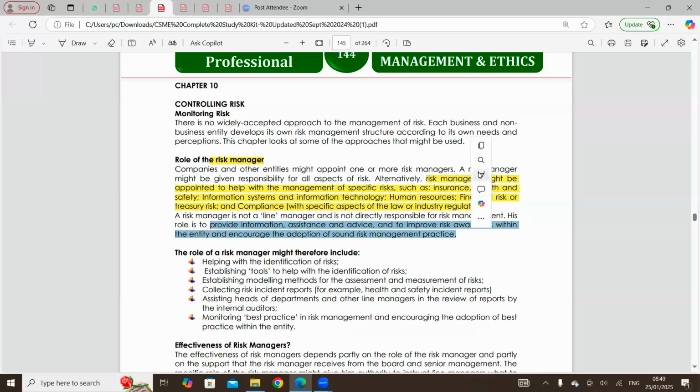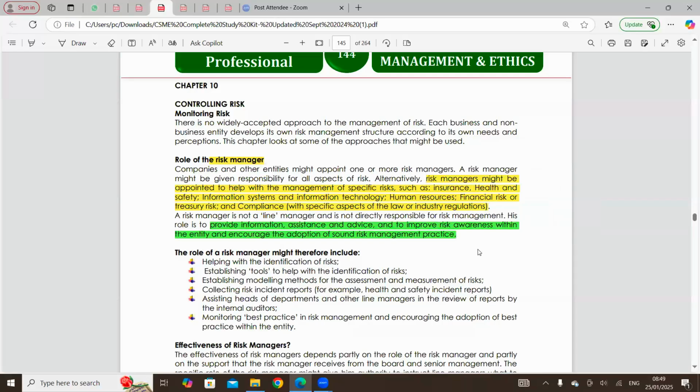And he's also doing what? Encouraging them to adopt sound risk management practices. Management can now listen to him and not follow what he has said, but that is what the risk manager is supposed to do. He's supposed to provide information, assistance, and guidance on things that happen in the organization that are related to risks.